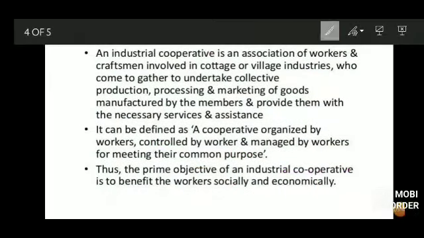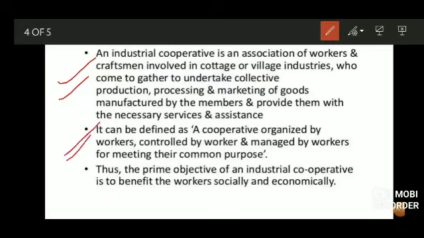Now, talking about the cooperative sector, an industrial cooperative is an association of workers and craftsmen involved in cottage or village industries. The cooperative sector is basically going to focus on cottage or village industries that come together to undertake collective production, processing and marketing of goods manufactured by the members and provide them with necessary services and assistance. There is a group of people who are coming together, entering into cooperation, and manufacturing goods and services that can be produced at the local or rural level, and hence these are referred to as cottage or village industries that are basically set up in rural or backward areas.